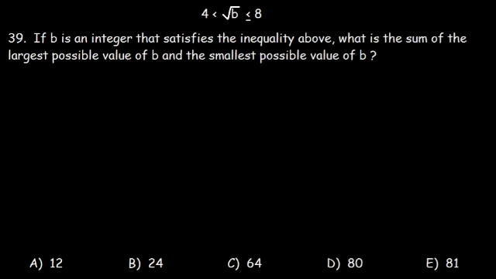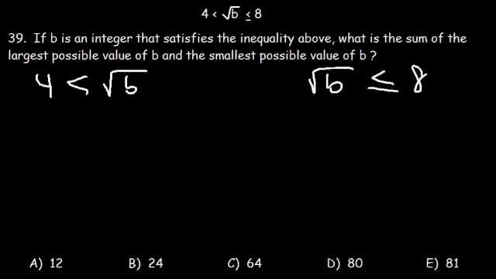Number 39. If B is an integer that satisfies the inequality above, what is the sum of the largest possible value of B and the smallest possible value of B? So to get the smallest possible value of b, we can use this equation. 4 is less than the square root of b. And to find the largest possible value of b, we can solve this equation. The square root of b is at most 8.